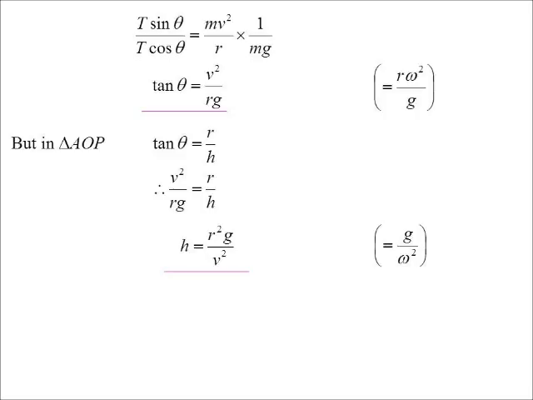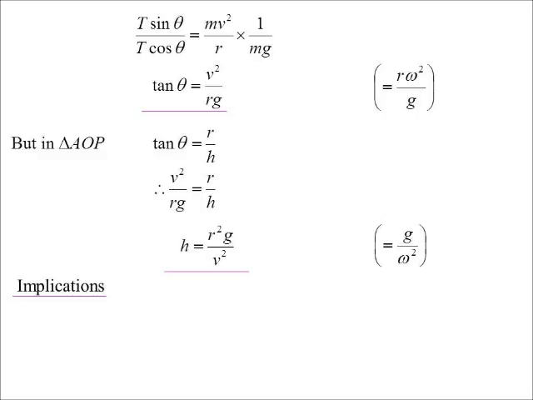Here's where it looks really nicer and a lot simpler. If it's angular velocity, it's g on omega squared. So it's inversely proportional to the angular velocity squared. So the greater the angular velocity, the smaller h is. That's why my helicopter rose. I sped it up, it went up.